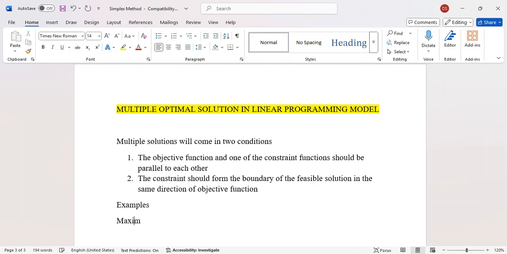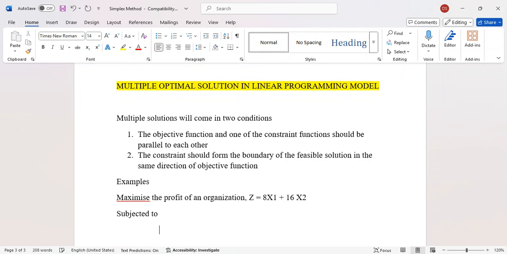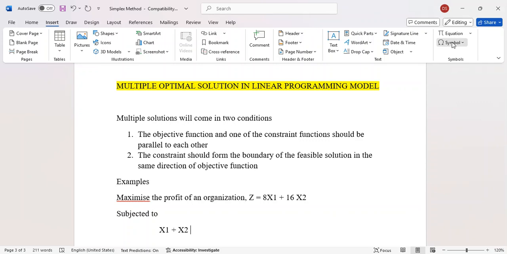The example is: maximize the profit of an organization, that is Z. The profit function is Z equal to 8x1 plus 16x2, subject to the constraint functions. The first constraint is x1 plus x2 should be less than or equal to 200.